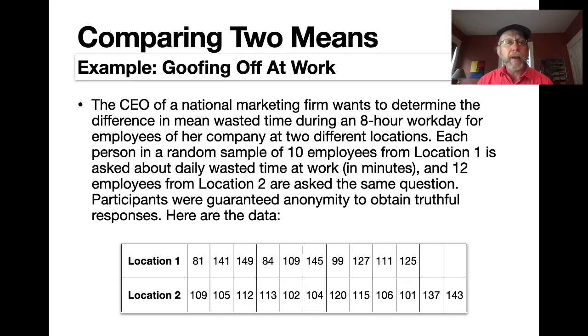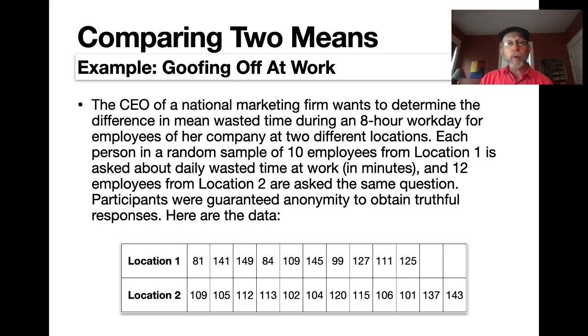Participants were guaranteed anonymity in order to obtain truthful responses, and that makes sense. There would be a response bias if a person had to admit, without the cloak of anonymity, how much time they were wasting. And there you see the data in those tables. The first line contains the self-reported time wasted in an 8-hour day from the 10 employees at location 1, and you have the same data for the 12 employees at location 2 there.